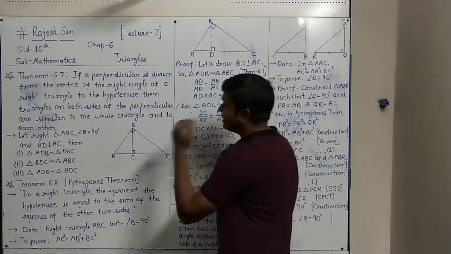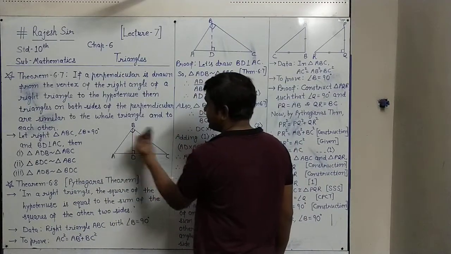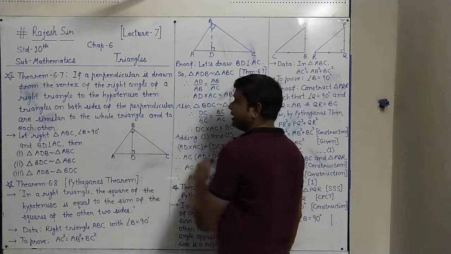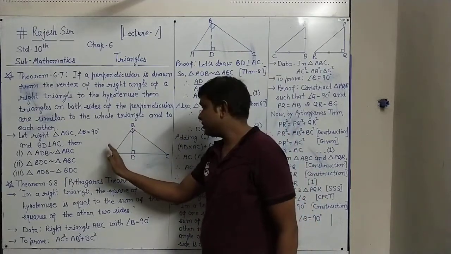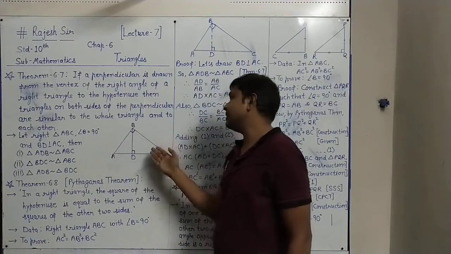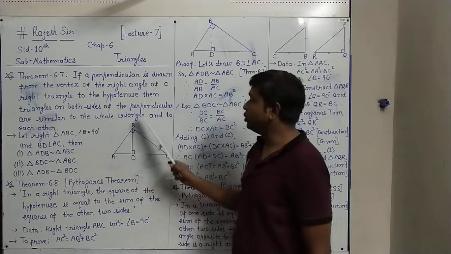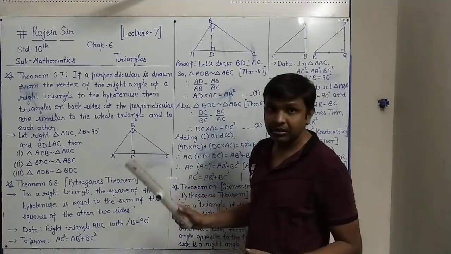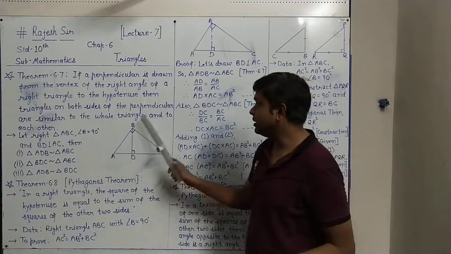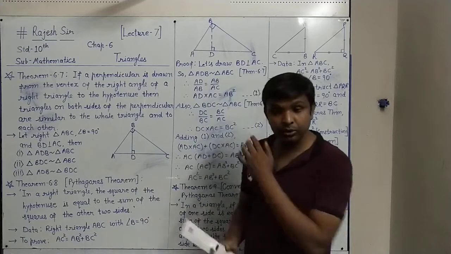are, on this side triangle ADB and on this side triangle BDC. On the left side of the perpendicular is triangle ADB, on the right side is triangle BDC. Both the triangles are similar to the whole triangle ABC and to each other also.